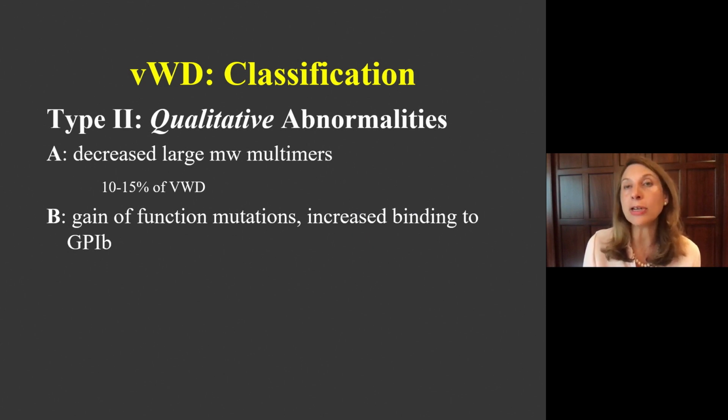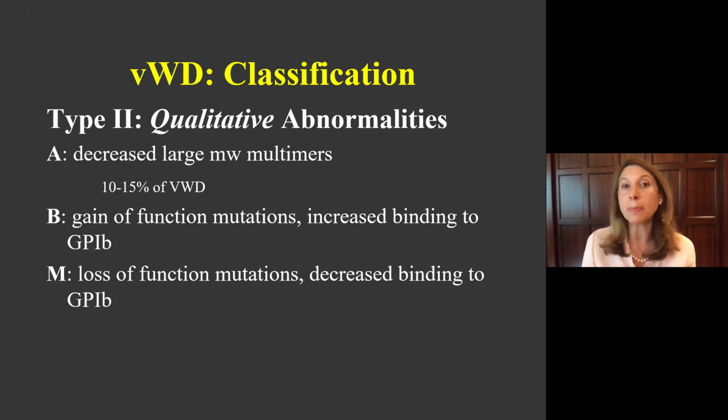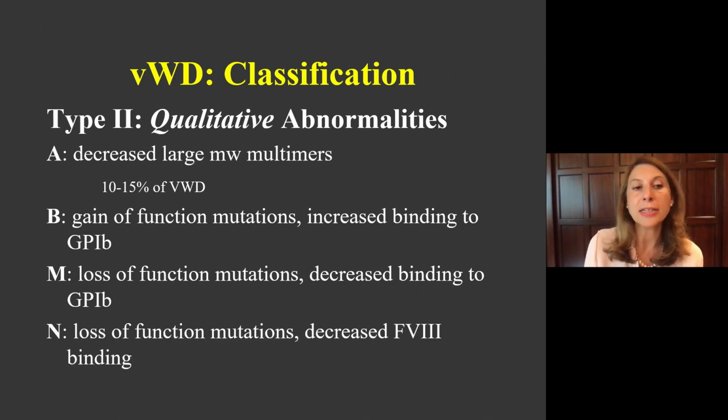So there's increased binding to the GP1B on the platelet, because remember, the platelet binds to collagen via von Willebrand. So patients with type B often present with a thrombocytopenia because of this increased binding. Type 2M is another loss of function mutation. Here, though, it's decreased binding to GP1B on the platelet surface. And type 2N is a loss of function mutation, but this time there's decreased factor VIII binding.